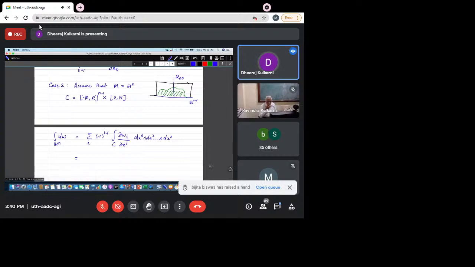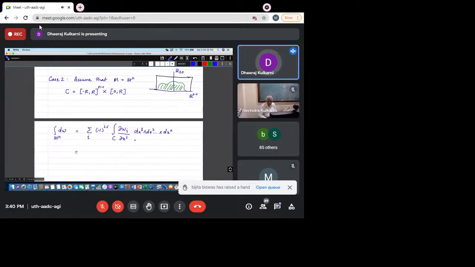When you look at the terms where i is not equal to n, what is happening? By the earlier argument, all those terms will vanish. So the only term that will remain is the i equal to n term.